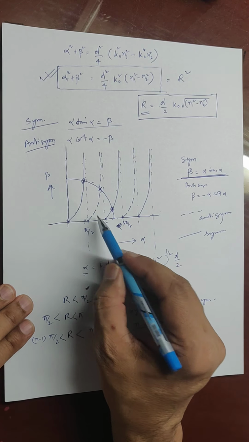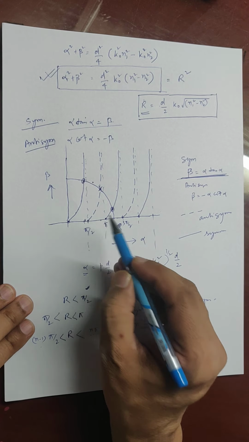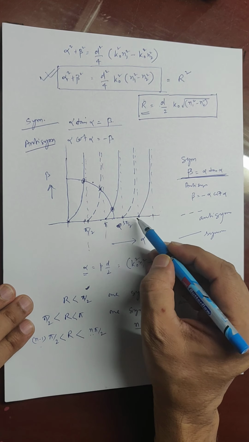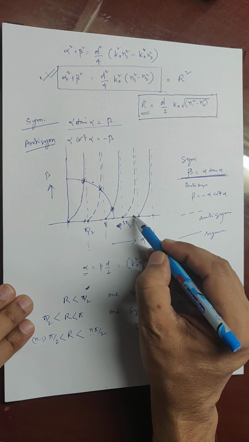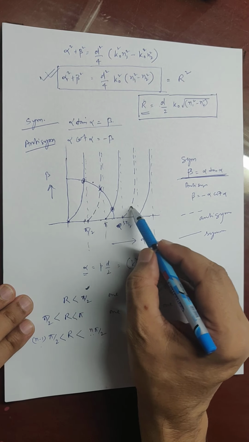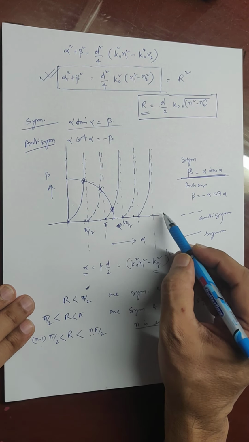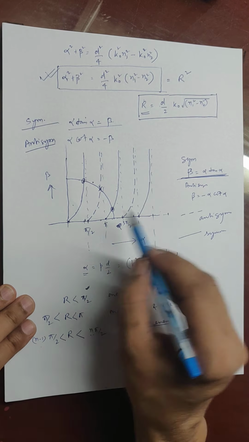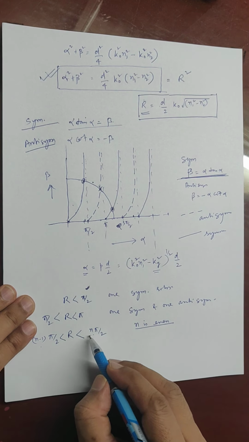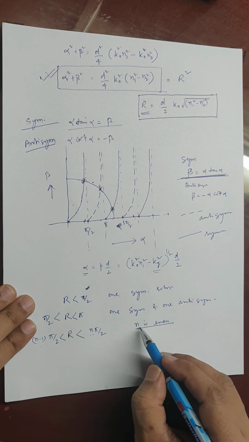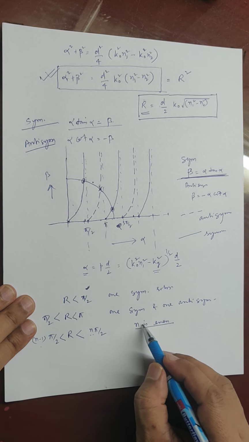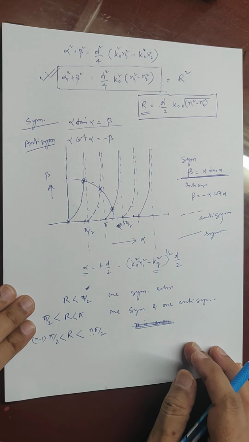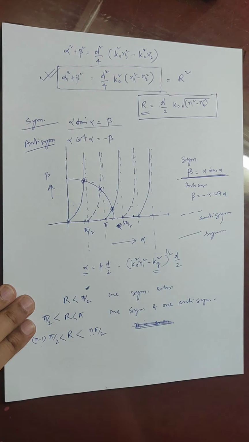So if it is less than pi, you have one symmetric and one antisymmetric. If it is less than 2 pi, then 2 antisymmetric and 2 symmetric solutions. If it is less than 3 pi, then you'll have 3 symmetric and 3 antisymmetric, and so on. So n would actually give us how many symmetric solutions. You can work it out and see how many solutions would exist depending upon the value of r.